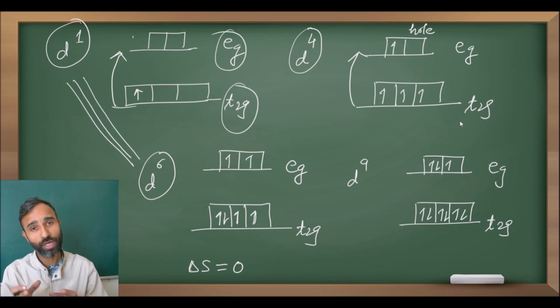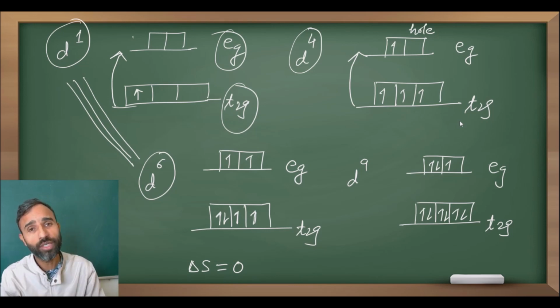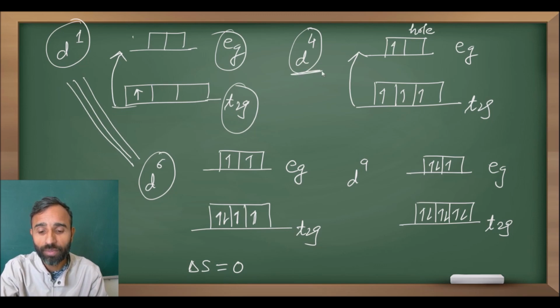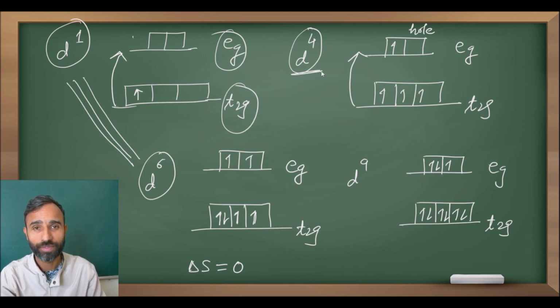See, electrons are 4, hole is 1. So we are talking in terms of hole. There is one hole in EG, and when an electron is transferred to EG, one hole is created in T2G. So it seems like the transfer of a hole from EG to T2G. That's why its diagram is the inverse of D1. The diagram of D4 is the inverse of D1.